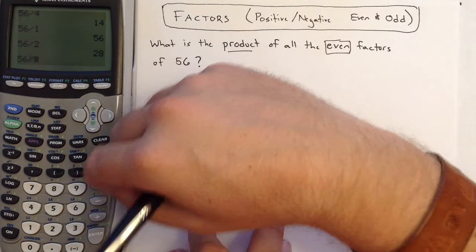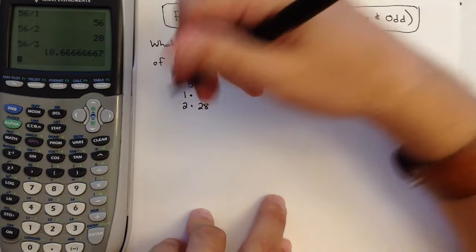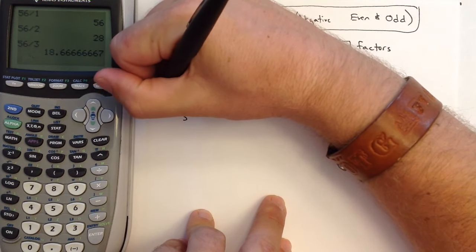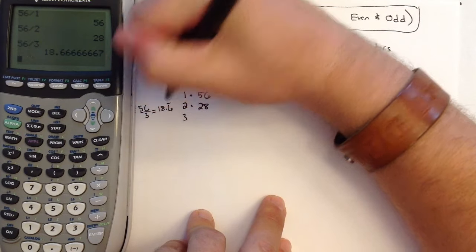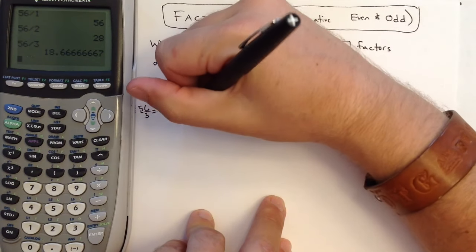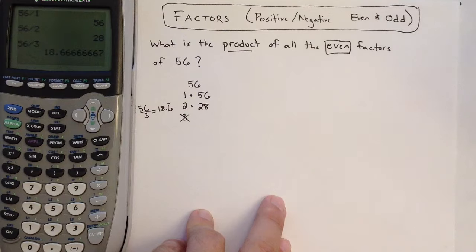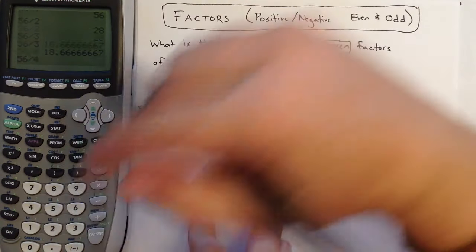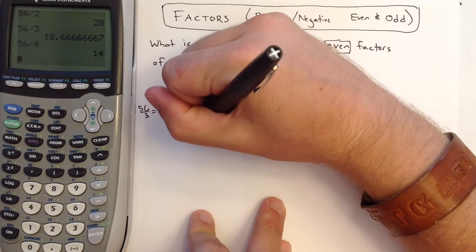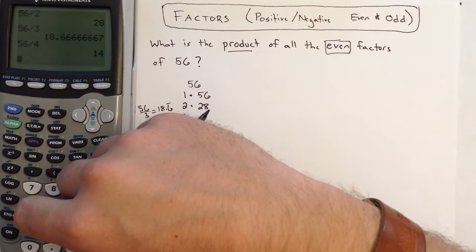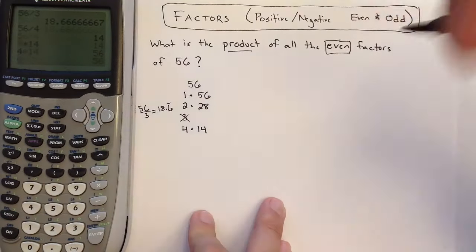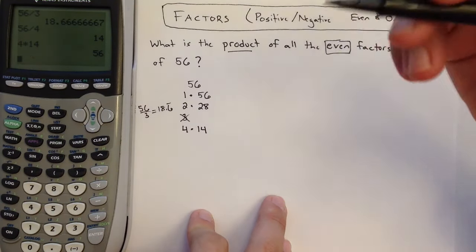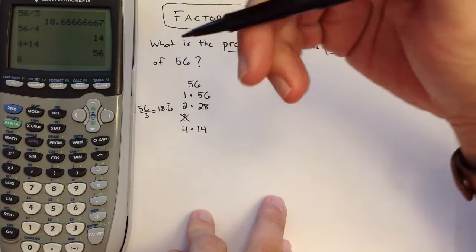Let's try the next one, 56 divided by 3. This one doesn't seem to work because 56 divided by 3 is 18.6 repeating. And because that's a decimal, 3 does not work. So we would encourage you to put the 3 but cross it off because we tried it and it didn't work. 56 divided by 4 is 14. So I write 4 times 14. The reason it's a factor is because 4 times 14, those two factors multiply together to get 56. That's what a factor is, numbers that multiply to get this product.